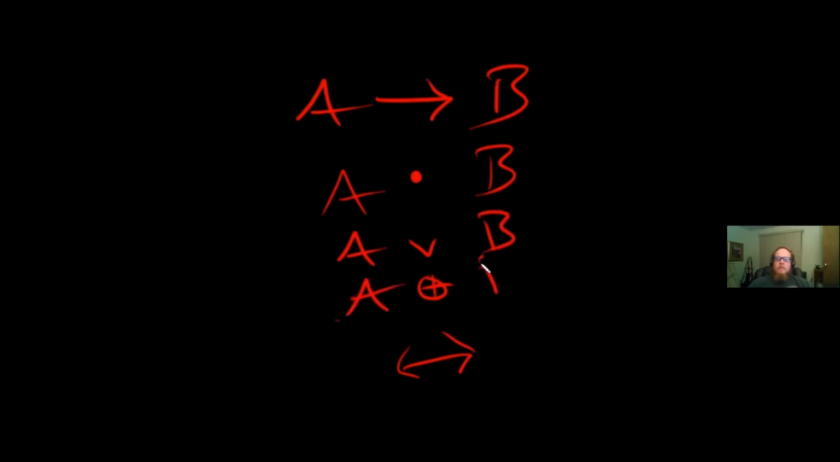For all these, you can have if A then B. This would be A and B. This would be A or B. This would be A X or B. This is A if and only if B. Okay, and I'll put those up there again.